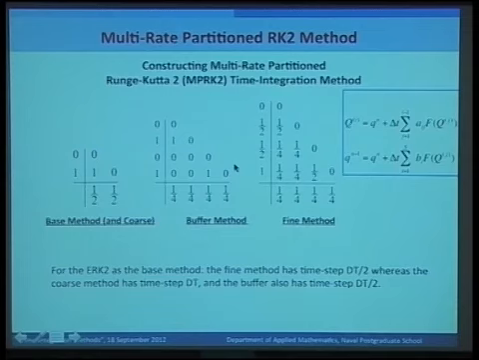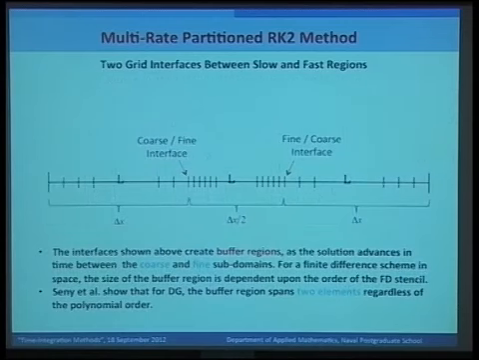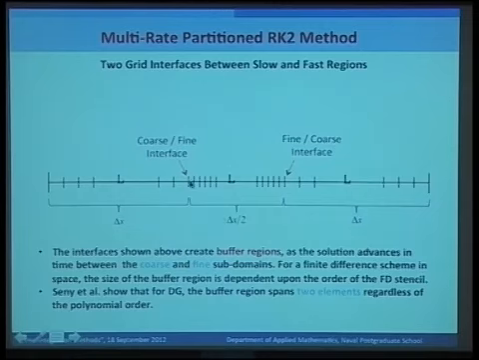And fortunately, this has been worked out. It's not trivial to work it out, and certainly we didn't do it, someone else did it, but working it out for other methods is not so trivial. And then the way this works is now you have this interface between the coarse and fine regions where that buffer method is used.